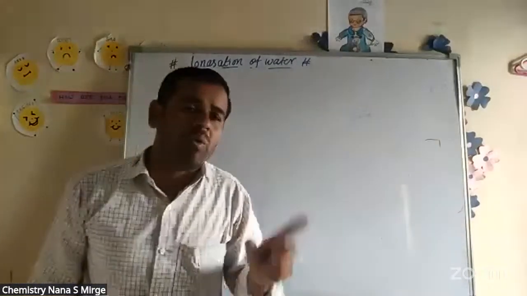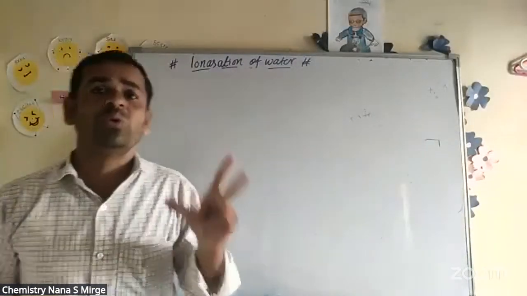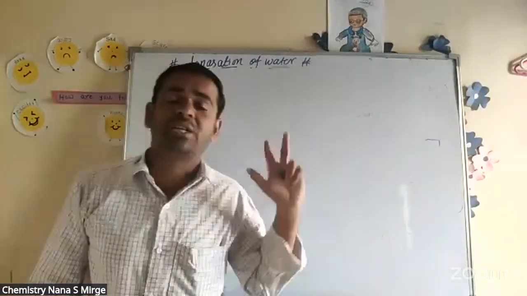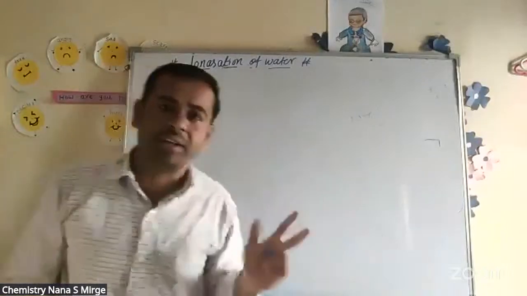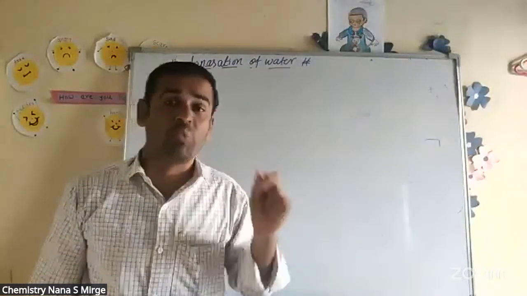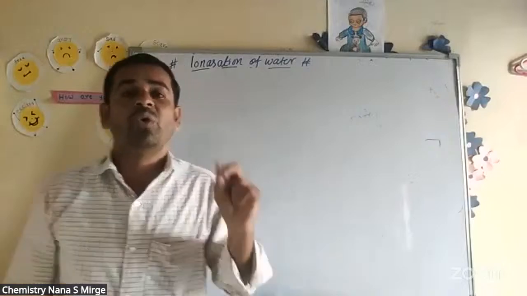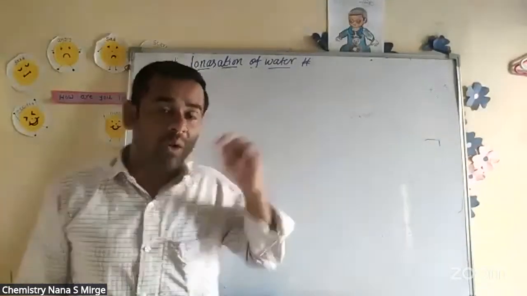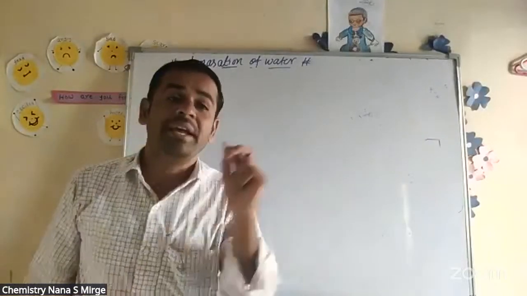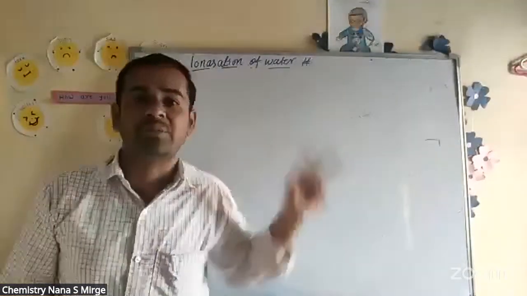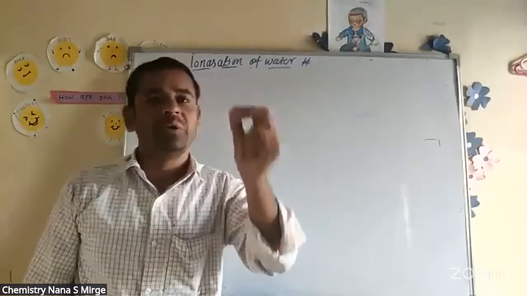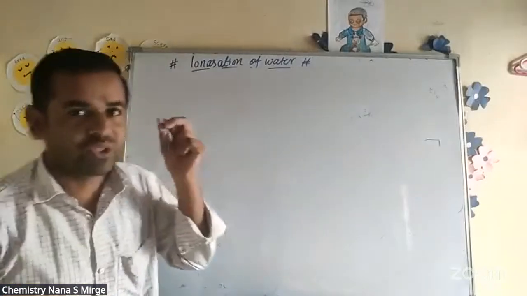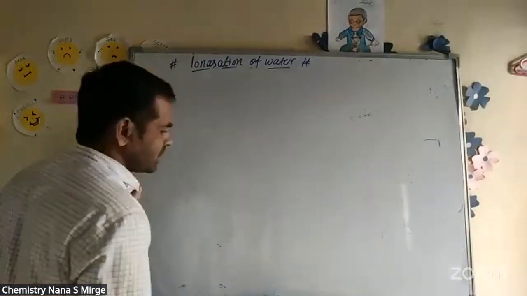This solvent plays a very important role in the dissolution process and in acid and base chemistry. When you define an acid, water is important. When you define a base, water is very important. So how a substance acts as an acid and why another acts as a base is very important for you, because water is a very essential solvent. So, ionization of water.